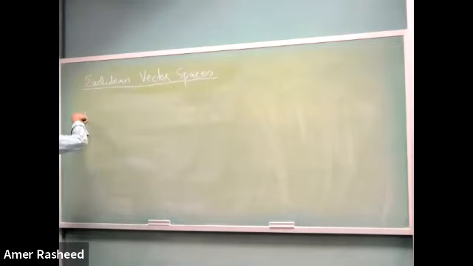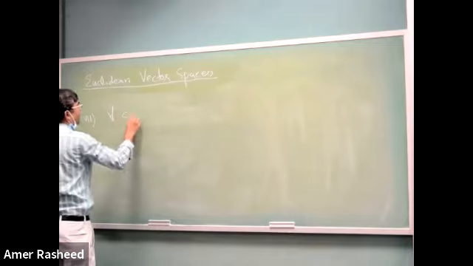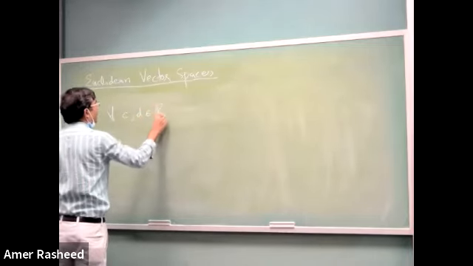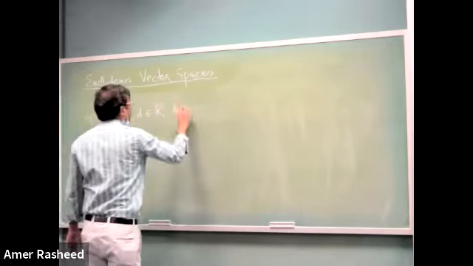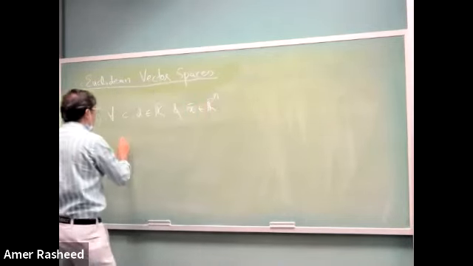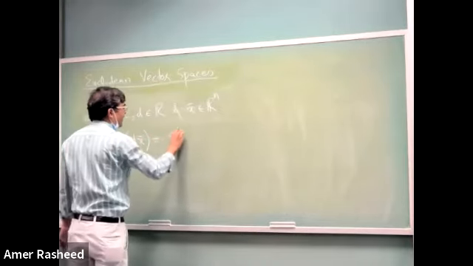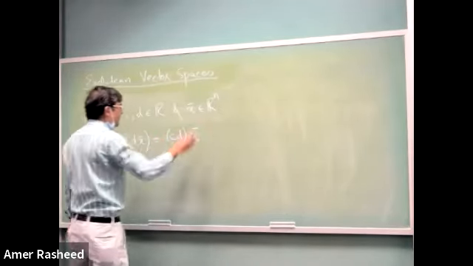Which property were we about to prove? Sixth, seventh. The seventh property is that for any two scalars C and D belonging to R, and a vector x belonging to Rn, is it possible that C times (D times x) is equal to (C times D) times x?